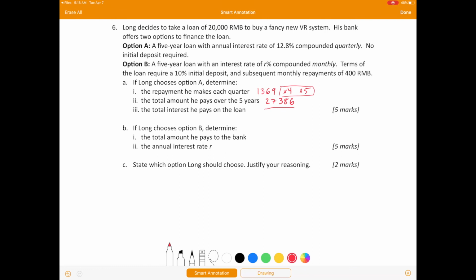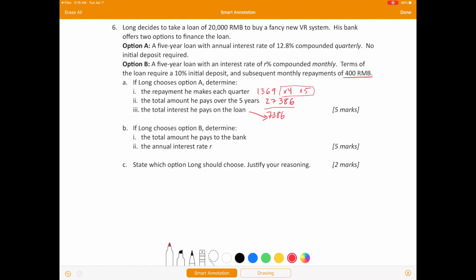I end up paying 27,386. So subtract the 20,000 and you get 7,386. So that's the amount of interest we pay. For letter B, we're also going to use the calculator, but first we're going to do part I.